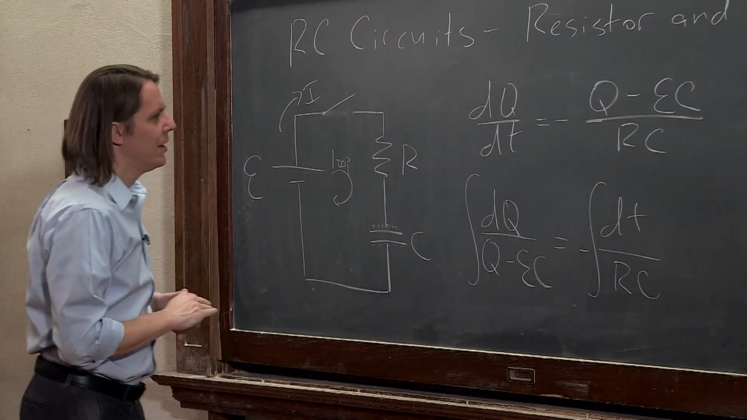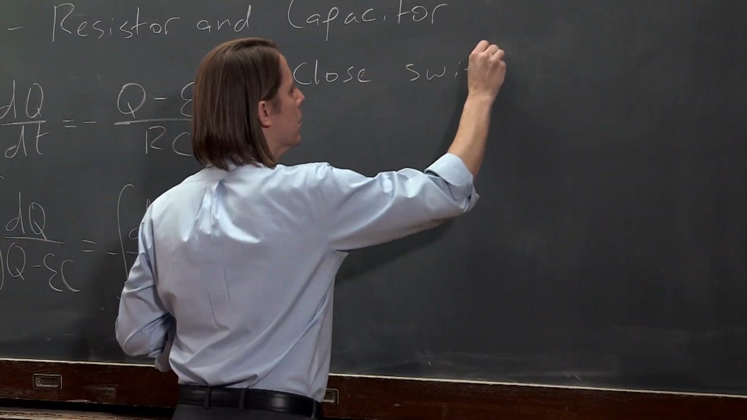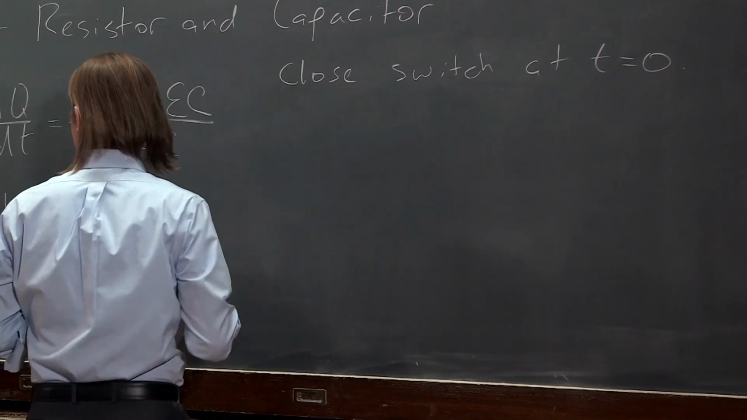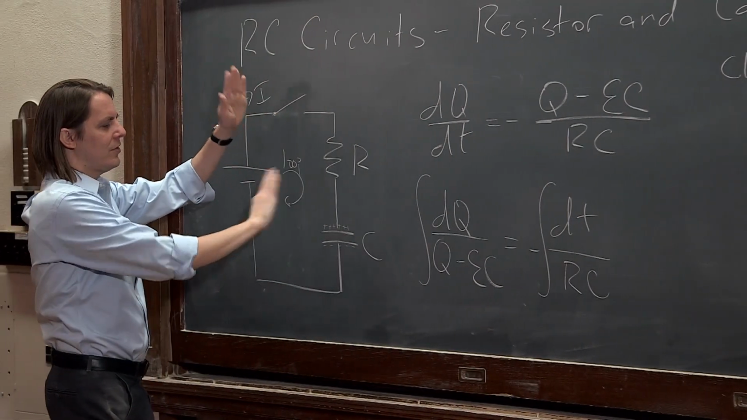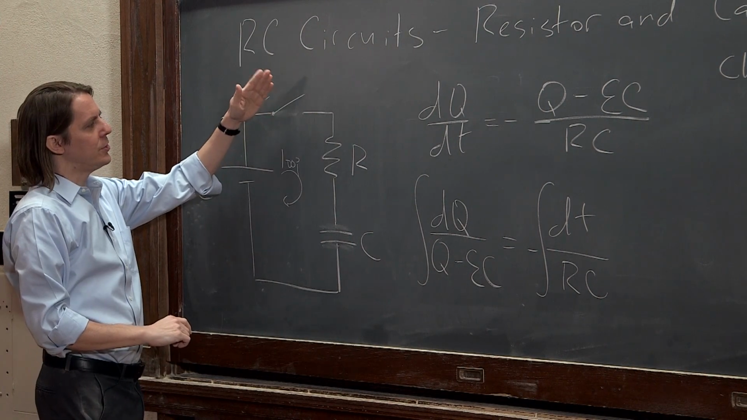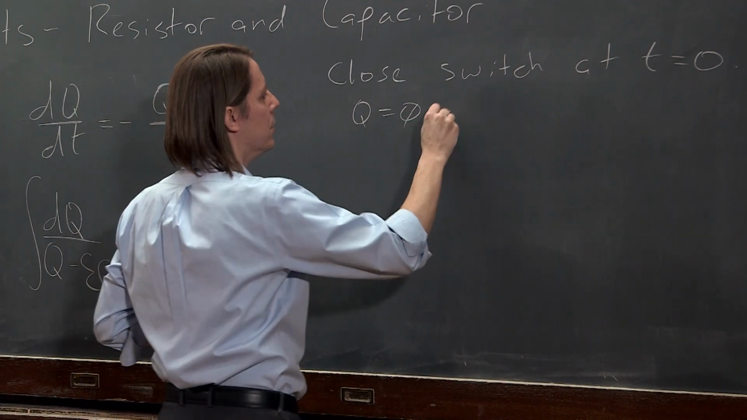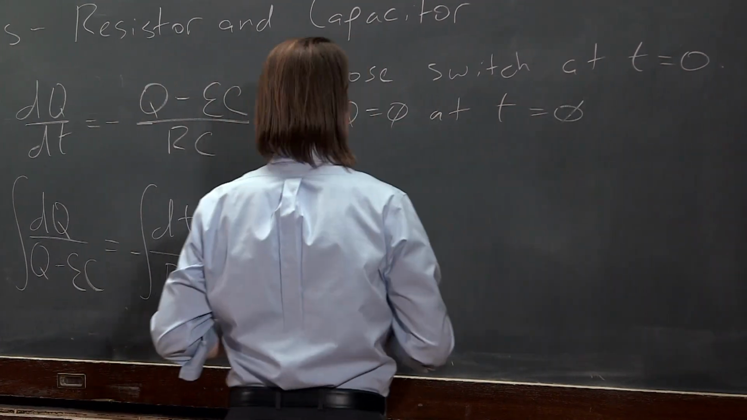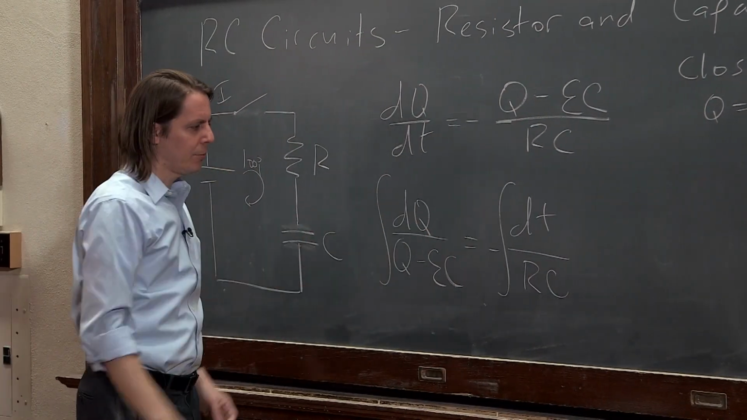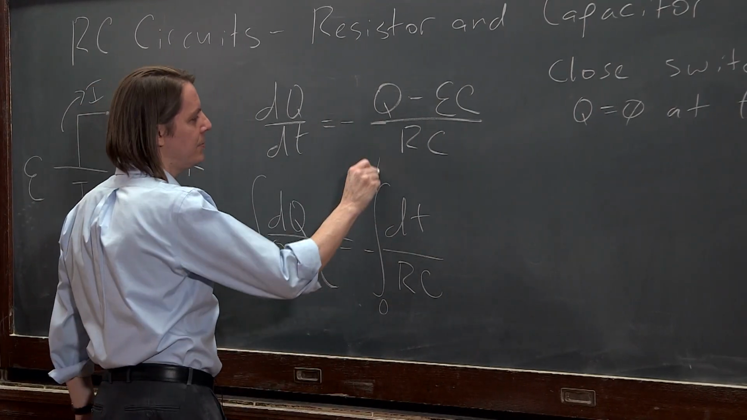So let's look at it and say we close the switch at time equals 0. And let's say then that while the switch is open, everything's discharged. There's no charge on the capacitor. Okay? So the charge at time 0 is also 0. So you can also say q equals 0 at time equals 0. So we can write the limits on our integrals to be the same for both integrals. So we're going to integrate from time 0 up to some time t.